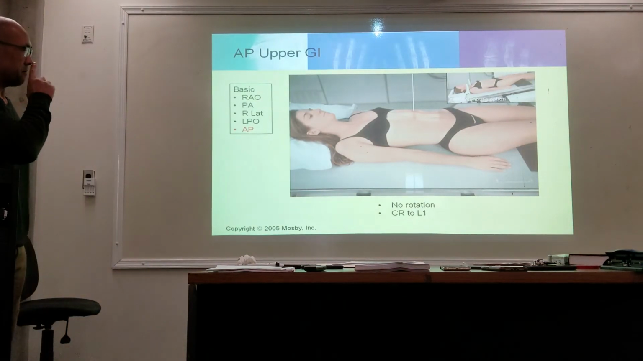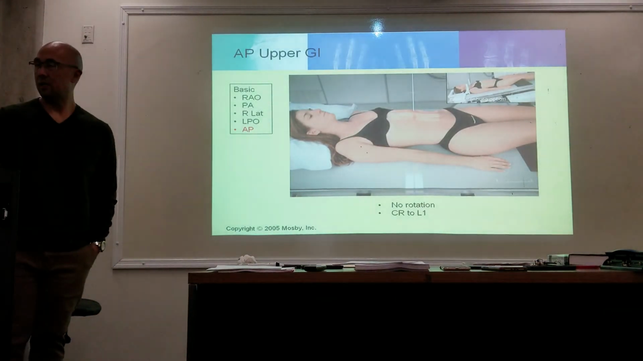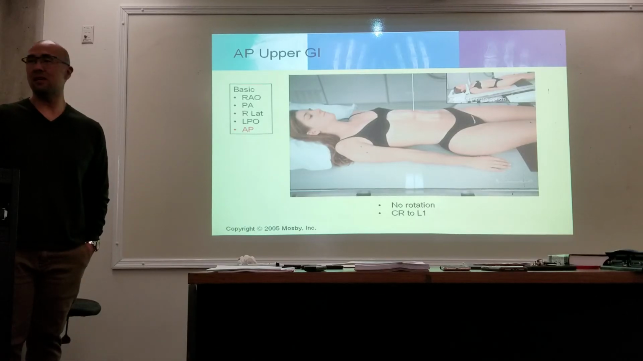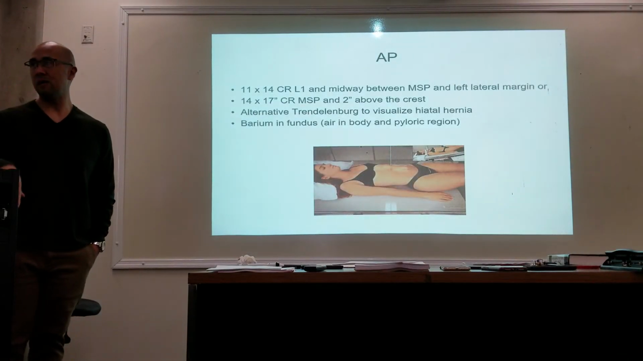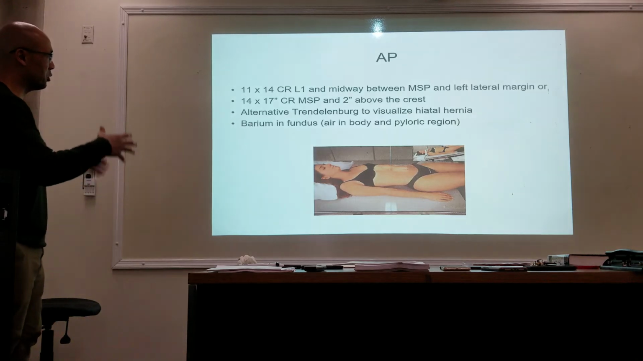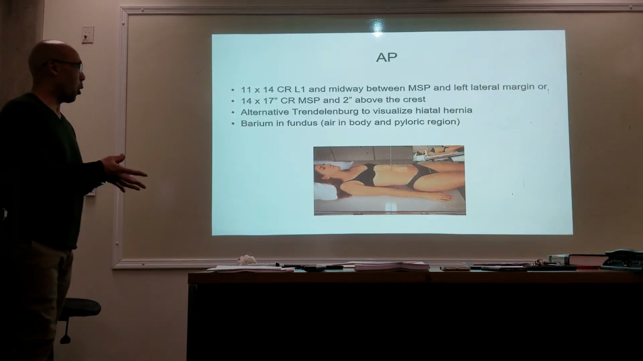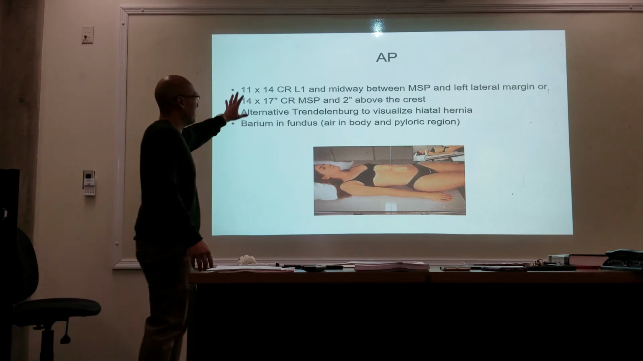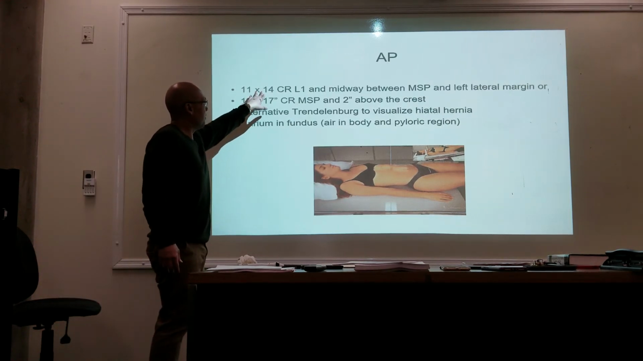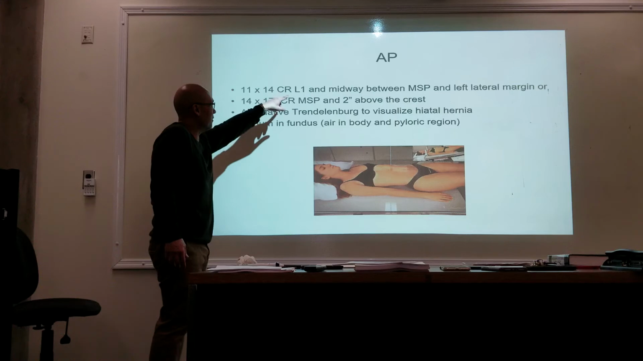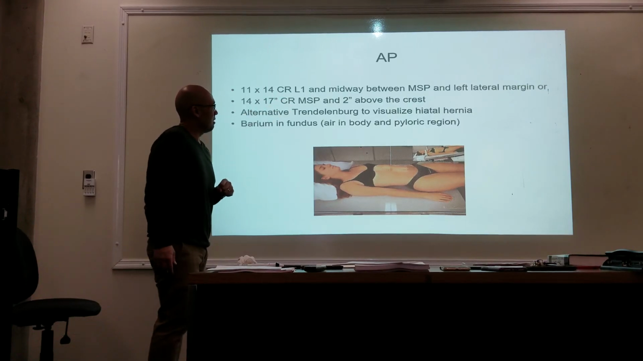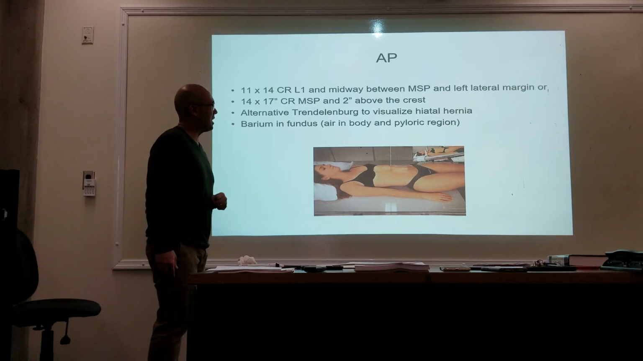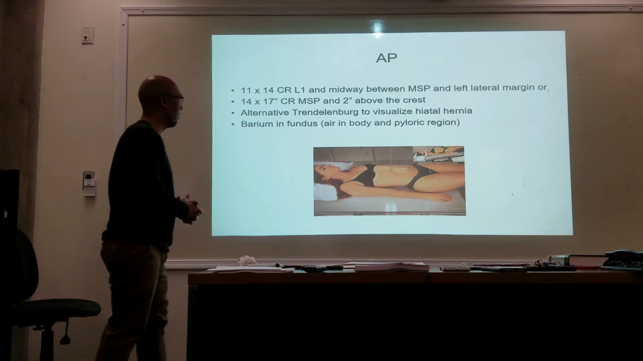And then an AP. So the AP is just kind of like a KUB. But again, you have to pay attention. Are we just doing an upper GI for the stomach, or does it include a small bowel? So if it's just a stomach, again, small film, small image receptor at the level of L1. Okay, level of L1, and then midway between the mid-sagittal plane and the left lateral margin.